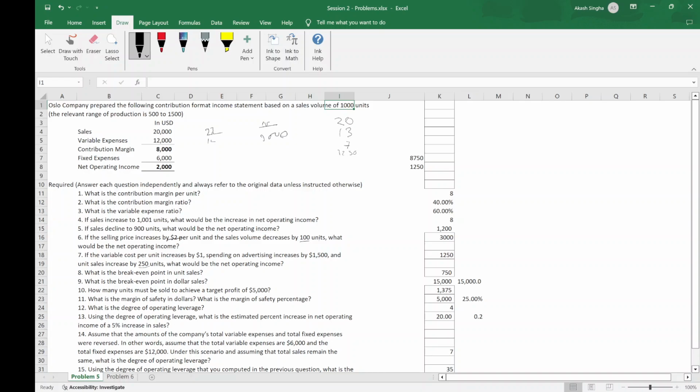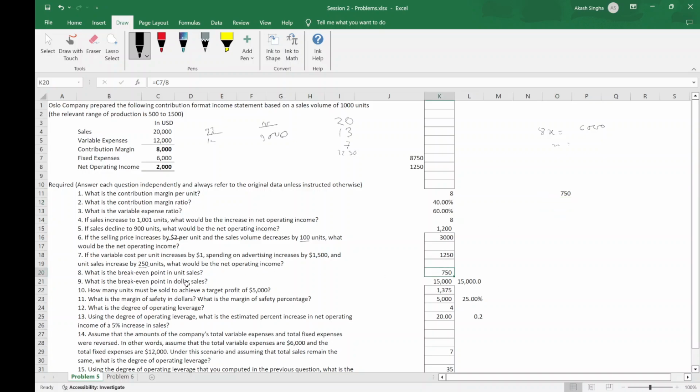So what is the break-even point in unit sales? For that, we have to check where contribution margin will be 6,000. We know contribution per unit is 8, right? So how many units we have to sell: 8 into x equals 6,000. So x equals 6,000 by 8. So you have to sell 750 units at least. So this is the 750.